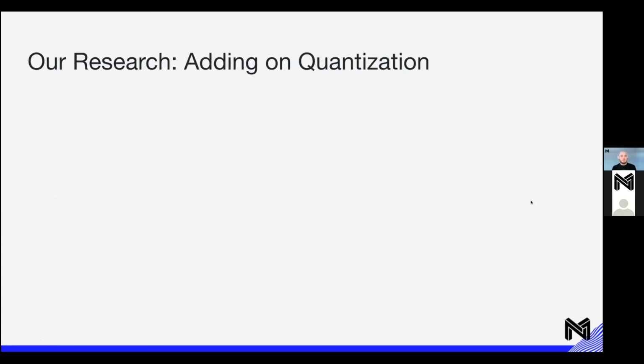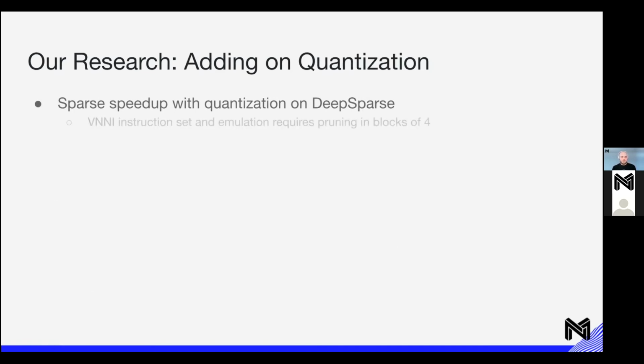But what does this mean? Well, one thing is, what does it mean to add quantization on top of these results now? One thing we want to call out whenever we're adding quantization with DeepSparse is that we're working with a VNNI instruction set since we're on CPUs, and that requires us pruning in blocks of 4. Because we're adding a little bit of structure to our pruning, it lowers the sparsity we're able to get to by about 10% for the same recovery.